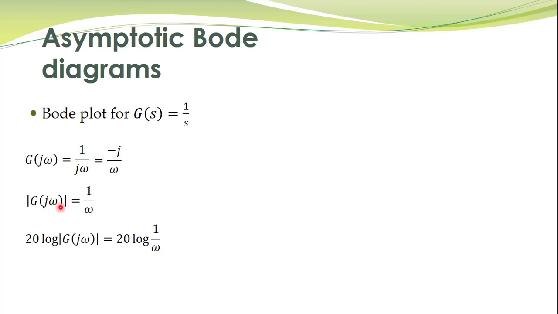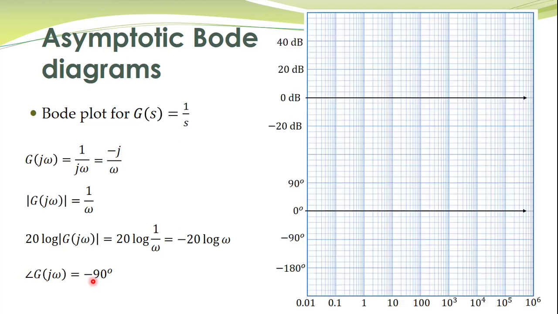This magnitude written in dBs: we take the log of this magnitude and multiply it by 20. And what is log of 1 over omega? That is equal to minus log of omega. So we have minus 20 log of omega. That is the magnitude response, and the phase angle for all frequencies is always equal to minus 90 degrees.